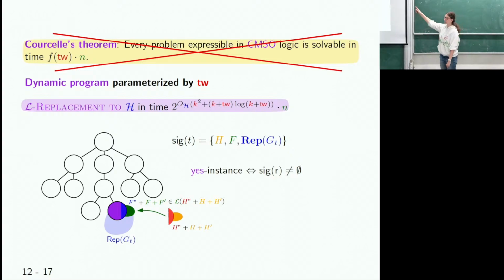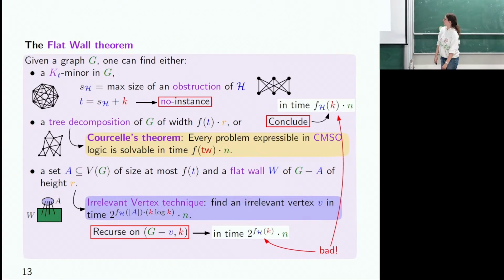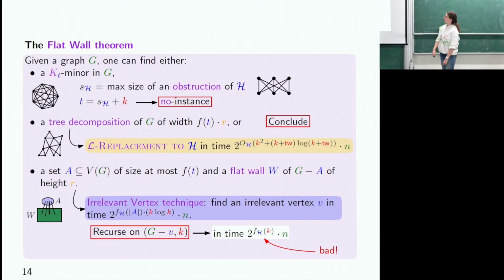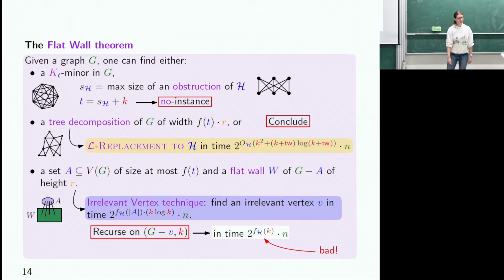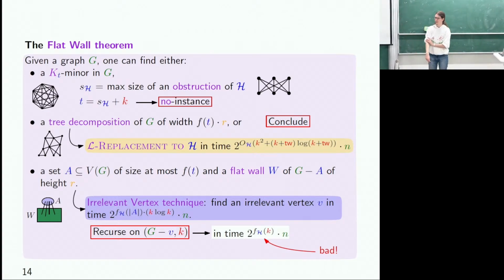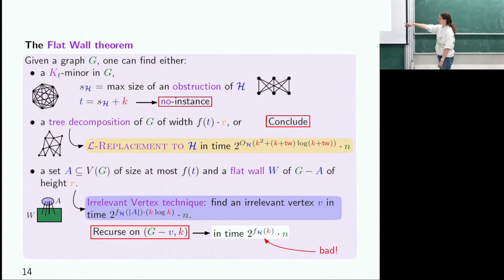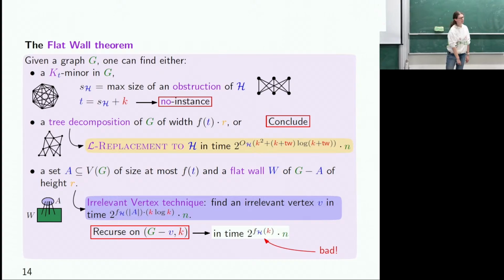So here it depends on k, and we don't know how to remove this parametric dependence in k. So even if you use Courcelle's theorem, actually, the way you write the formula depends on k. Okay, so we had this, and now we don't use Courcelle's theorem anymore. We have something with some kind of nice function in k, so it's alright. And now we need to take care of the irrelevant vertex technique.